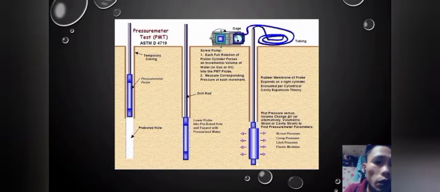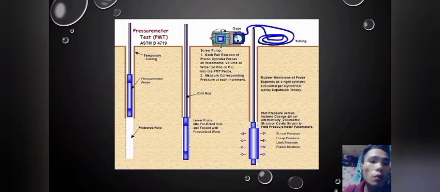So the rubber membrane of the probe expands as a right cylinder. Evaluate per cylindrical cavity expansion theory. Plot pressure versus volume change, or delta V, or alternatively volumetric strain or cavity strain, to find the pressure meter parameters. So this is the process of the pressure meter test.